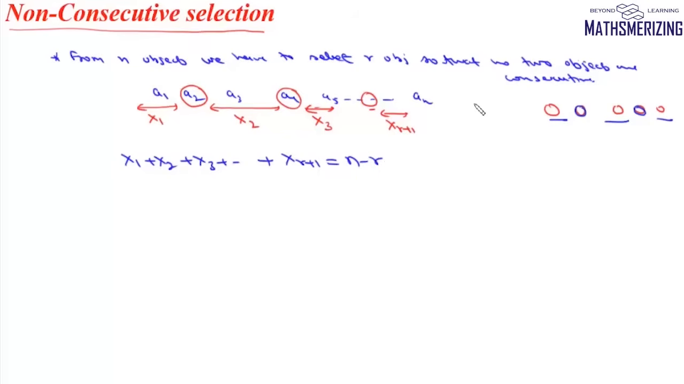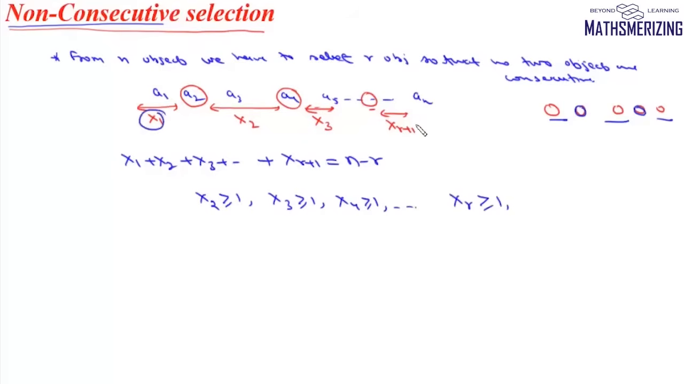Now the question says we have to select them in such a way that objects are non-consecutive. If objects are non-consecutive, that means in between any two selections, there will be at least one object. So from here we can write this condition that x2 should be 1 or greater than 1. x3 should be 1 or greater than 1. x4 again should be 1 or greater than 1. In the same way, xr should be 1 or greater than 1.